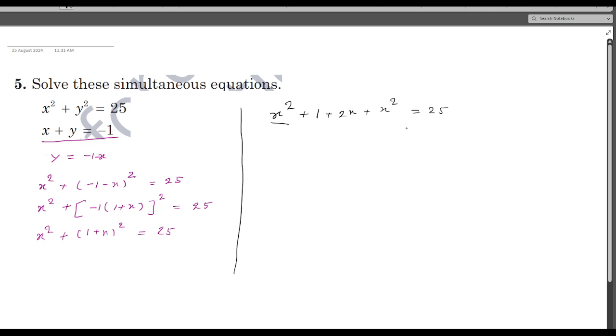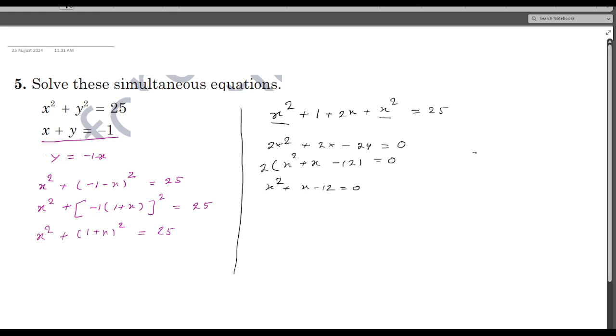Now x square plus x square is 2x square plus 2x. Now this 25 we will move on the left. So it is -1 minus 25 is -24 is equals to 0. Better let us take 2 common. So it is x square plus x minus 12 is equals to 0. Okay, so you have x square plus x minus 12, 0.